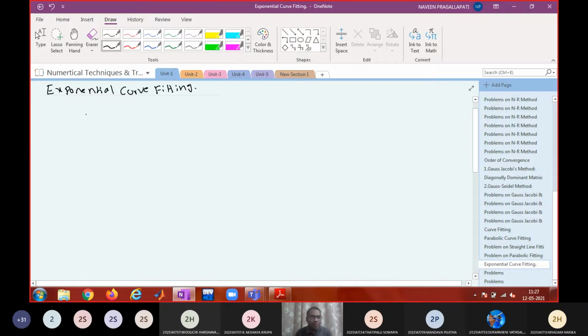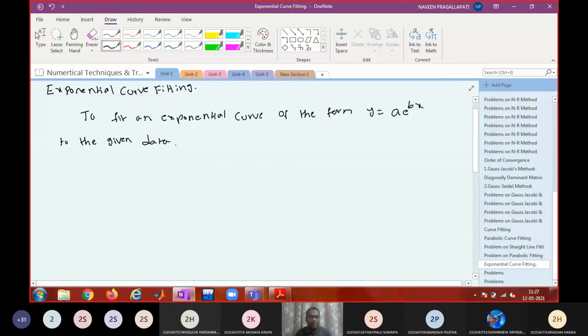Okay, so what is our aim? To fit an exponential curve of the form y equal to a e power bx to the given data x1 y1, x2 y2, and so on, xn yn.